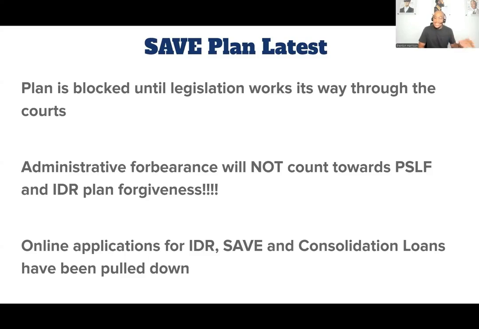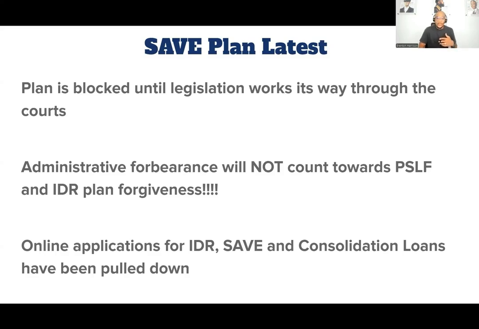In the beginning of this year, the rules regarding administrative forbearance were changed. And what they said was, if you are placed on administrative forbearance by your servicer, then even though you're not making payments, we are going to treat those payments or non-payments as if they count towards public service loan forgiveness and income-driven repayment. The thought process behind that was, it's not your fault that your loan servicer has said that you can't make payments. So we can't punish you for something that's not your fault.